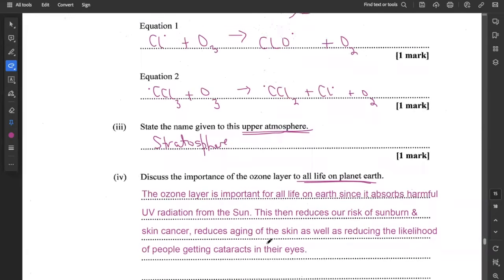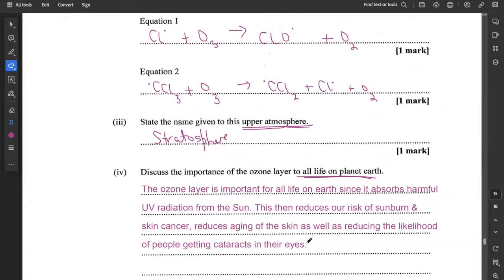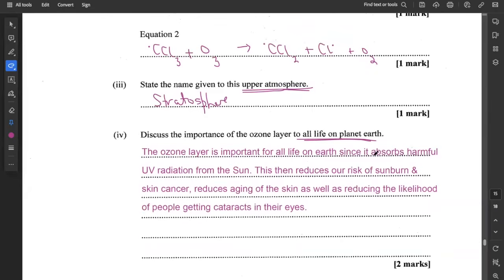So if you captured all of this, why it's important from that standpoint, because it shields us from UV radiation, then you would have gotten your 2 marks, okay? So it's not enough to just say that it shields us from harmful UV rays. You have to give an extension of that. Like, okay, it does that, and because it does that, what does it prevent us from having? Okay? So this second sentence is very important as well for your full 2 marks.